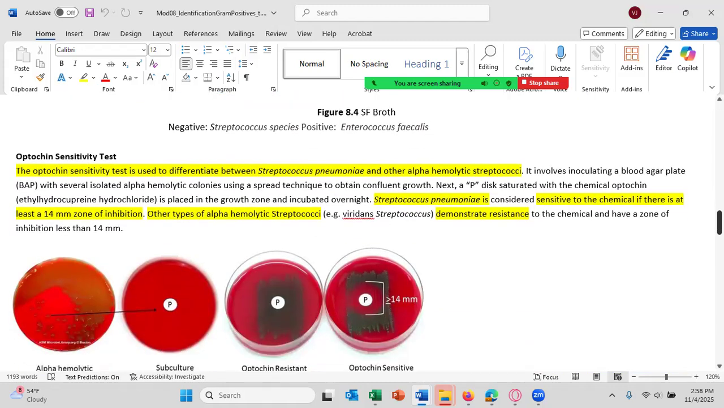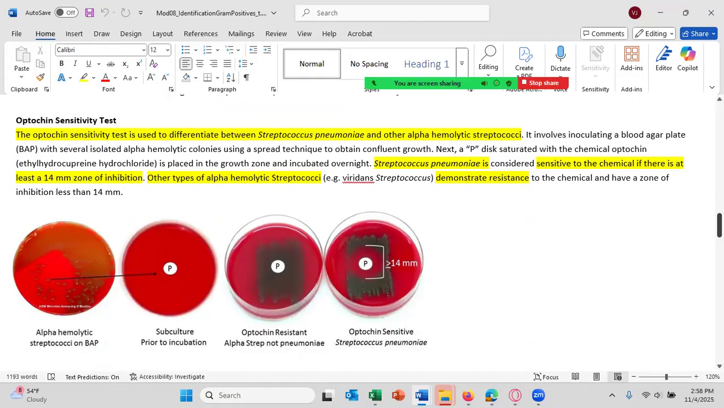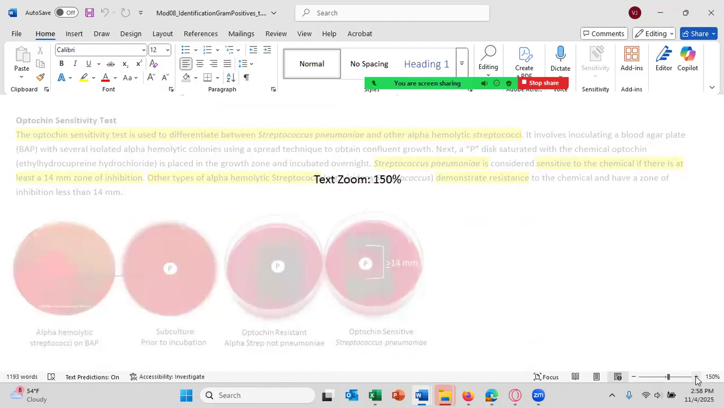All right, the next test we're going to talk about is the Optochin sensitivity test. Optochin is an antibiotic, and it's used to differentiate between Streptococcus pneumoniae and other alpha hemolytic streptococci. So what you do is you identify that it's a member of the family Streptococcus, and you streak it on blood agar. Let me blow this up so you can see it a little better.